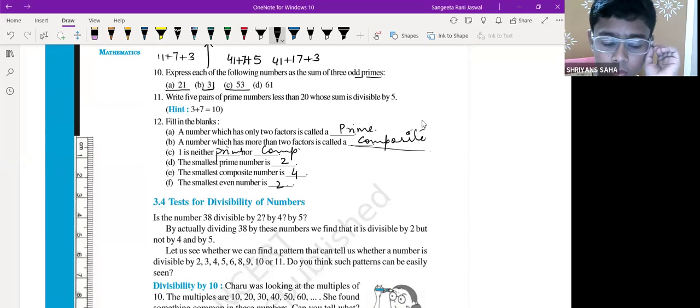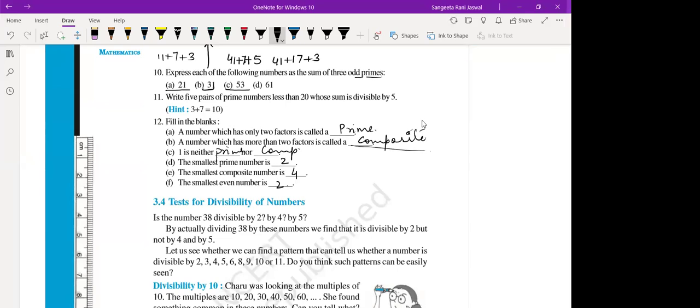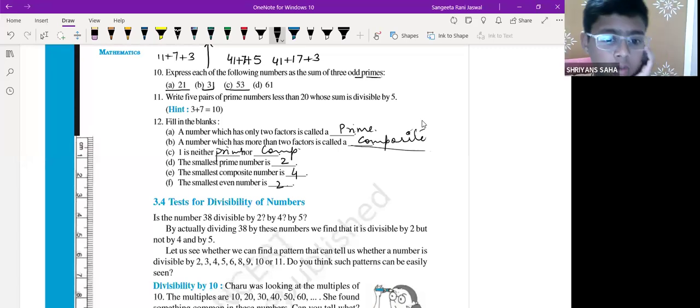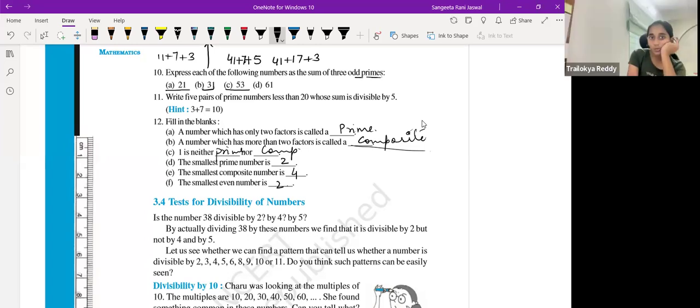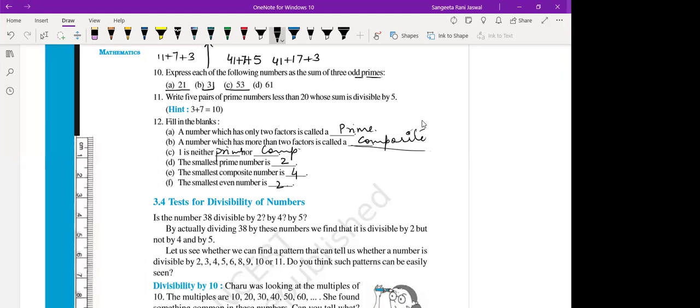Composite numbers. Everyone has to say 1 is neither dash nor dash. So 1 is a special number, no? It is neither prime nor composite. Now tell me the smallest prime number is 2. And it is also the even prime number, the smallest even prime number. This is the only even prime number.